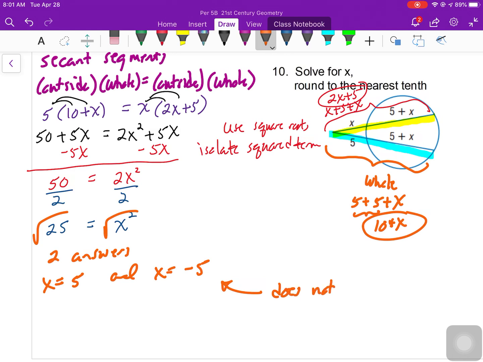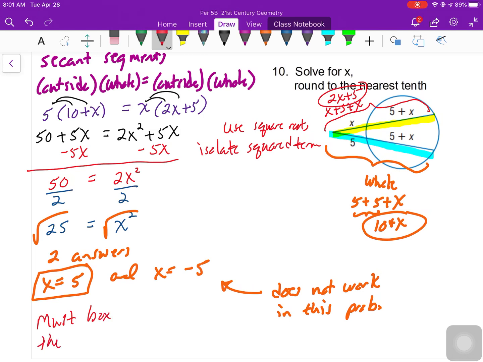Now in this problem, the negative one does not work. But don't forget that the negative will not always fail; it will work in some problems in this chapter. So you do have to check that. We must box this answer or it is wrong. Do not forget that.